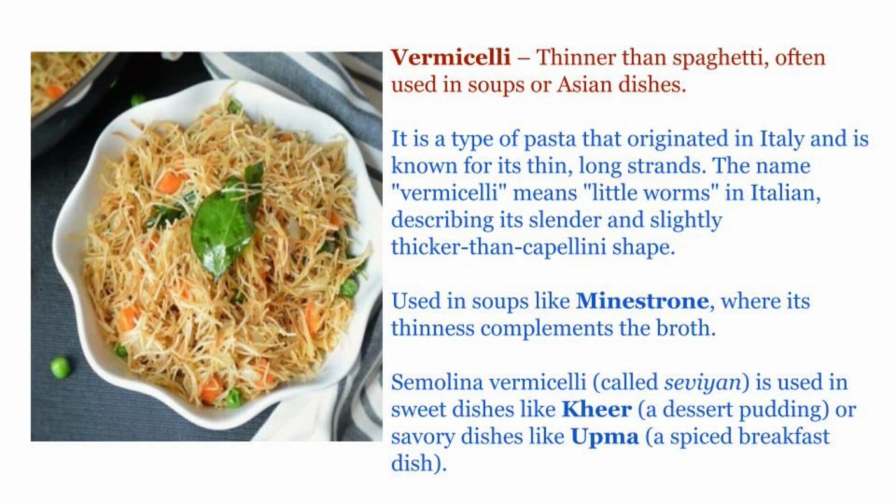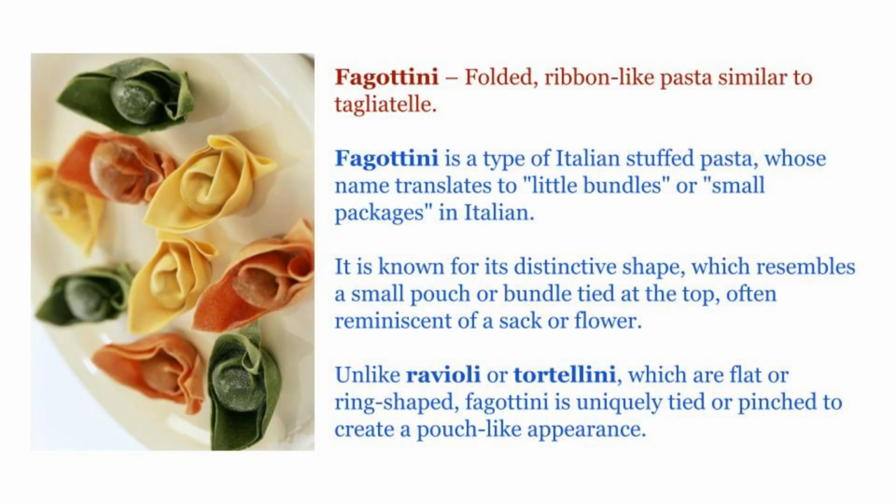Used in soups like minestrone, where its thinness complements the broth. Semolina vermicelli, called Savoian, is used in sweet dishes like kheer, a dessert pudding, or savory dishes like upma, a spiced breakfast dish. Fagottini, folded, ribbon-like pasta similar to tagliatelle.